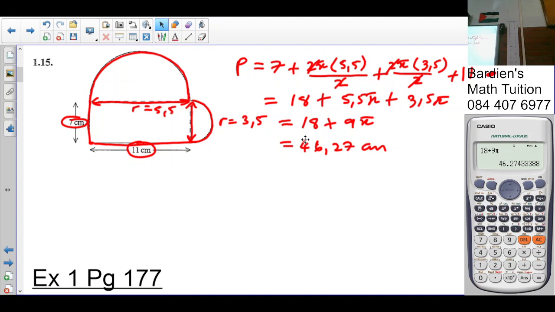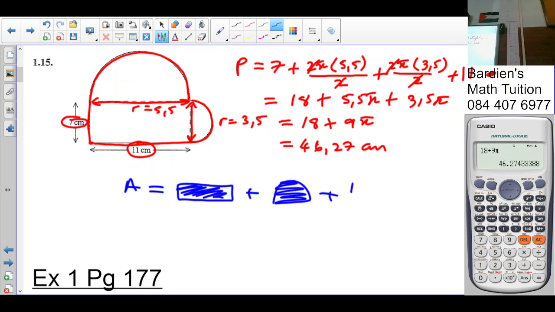If it asks us to work out the area, okay, so what shapes do we have here? The rectangle, a semicircle, and another semicircle. Not so? Yes. So what are the dimensions of the rectangle? The dimensions are the length, so it's 11 and 7. This one has a radius of 5.5. This one has a radius of 3.5. You all understand? Yes.